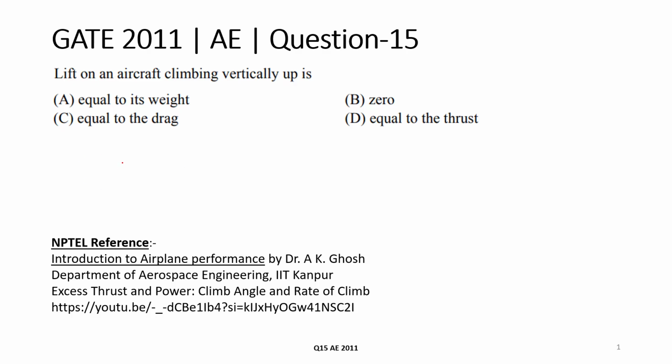Hi everyone, we will solve GATE 2011 question number 15. Lift on an aircraft climbing vertically up is often A equal to its weight, often B 0, often C equal to drag, often D equal to thrust. So this problem is related to climbing. For climb you can refer to this NPTEL lecture.